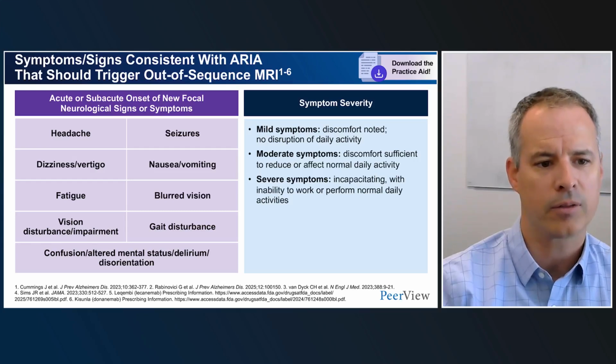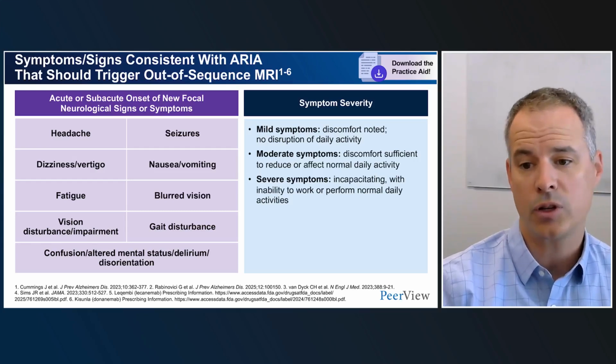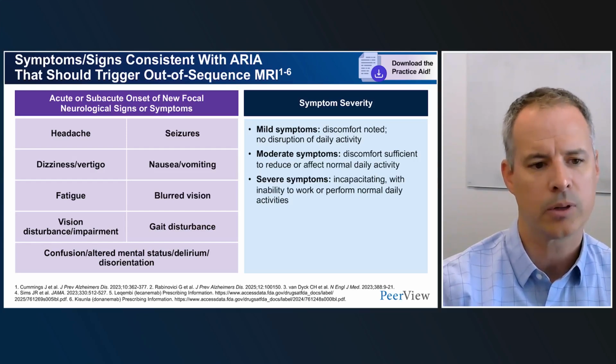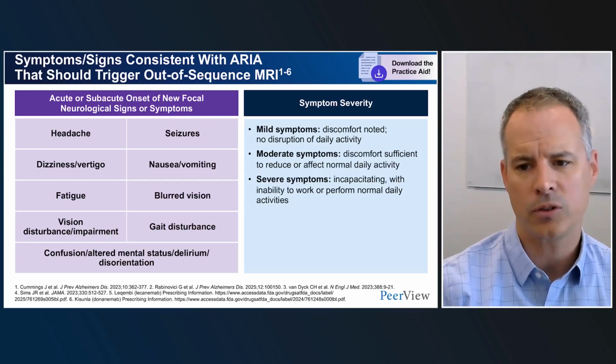these patients can have. They can have headache, confusion, and altered mental status, or kind of delirium-like symptoms is a very common one. Dizziness, vertigo, ataxia, also common. Some patients have nausea or vomiting. Some just have kind of nonspecific fatigue, blurred vision, vision impairment, gait disturbance, seizures.